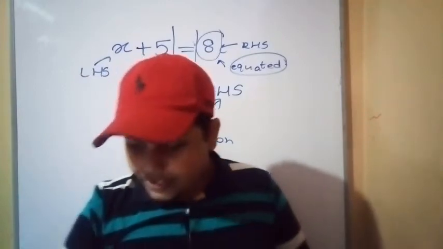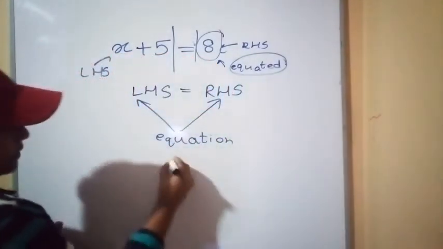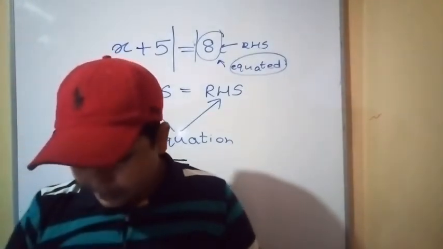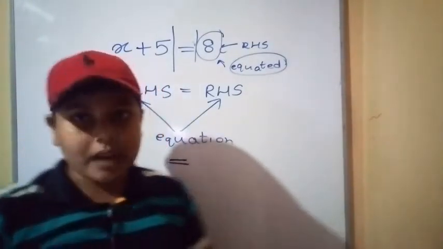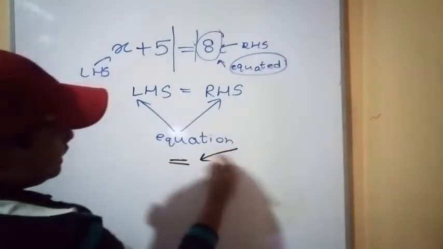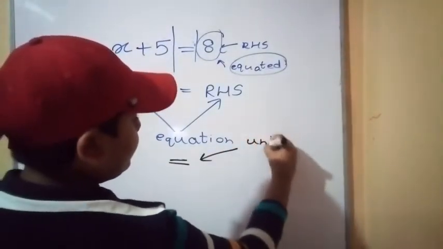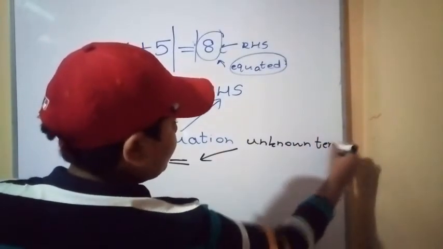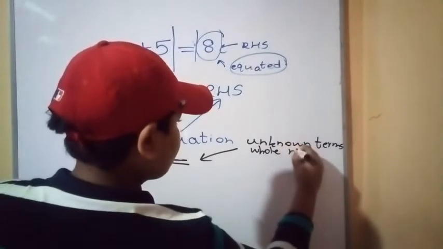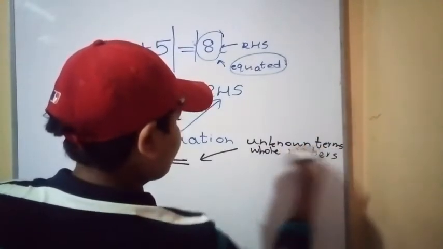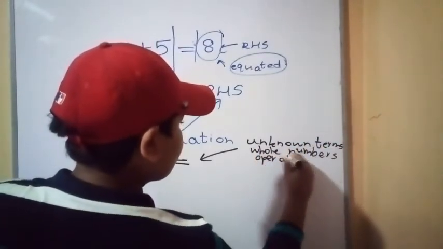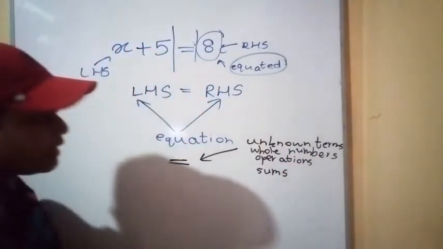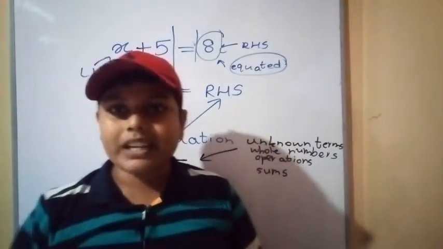An equation always contains the symbol like this, right? Apart from this symbol, it also contains unknown terms, whole numbers, operations, and sums. Unknown terms, whole numbers, operations and sums.